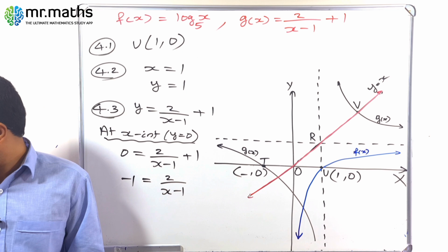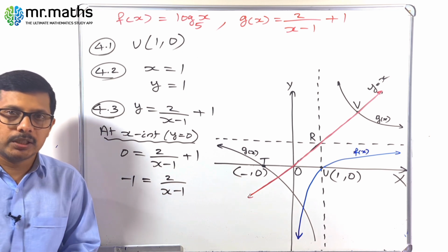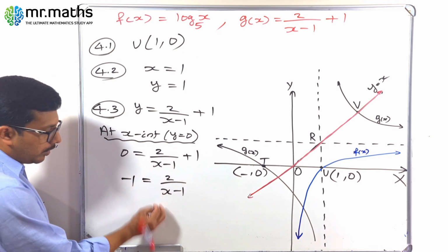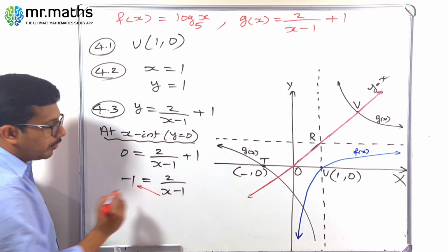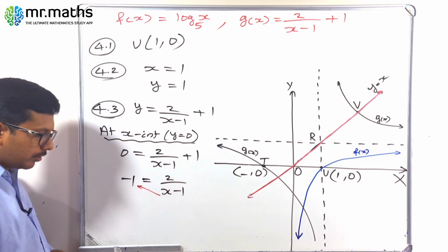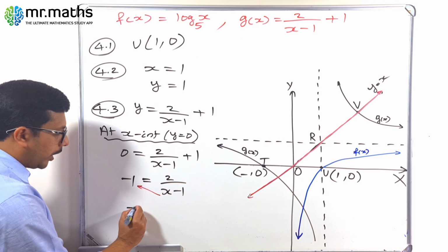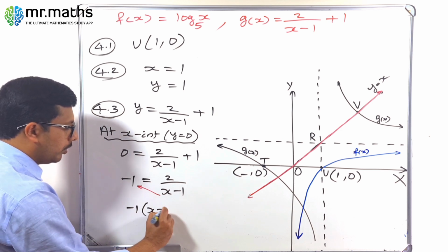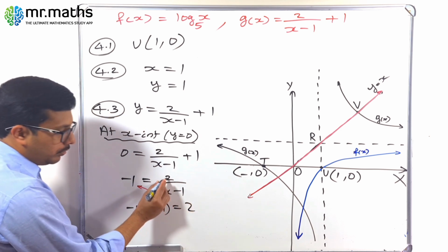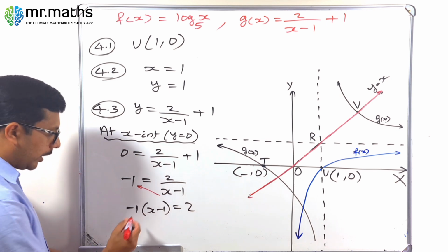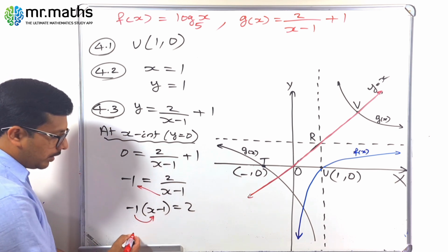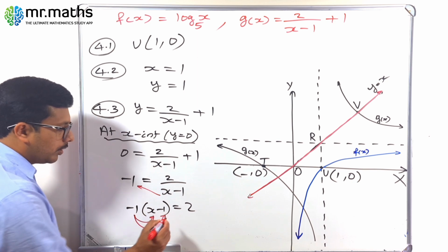So what is the next step? You have to cross multiply. This x minus 1 you have to multiply by this minus 1. So look at how I am going to write. Minus 1 into x minus 1 is equal to this 2. Now you have to expand the bracket. Minus 1 into x minus 1.